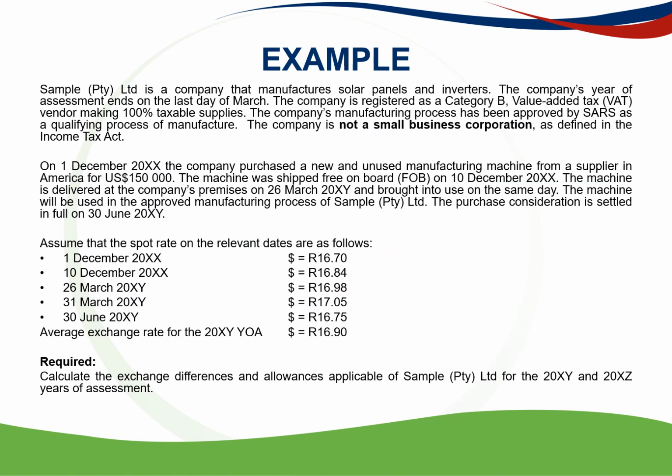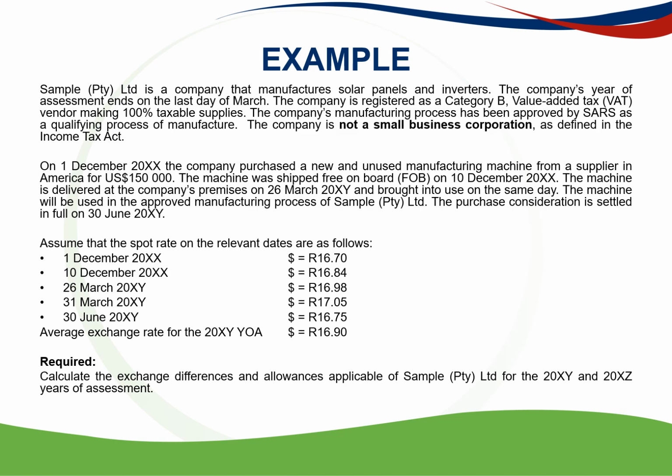I'm going to work through an example with you. Let's read through the example. Sample Pty Limited is a company that manufactures solar panels and inverters. The company's year of assessment ends on the last day of March. The company is registered as a Category B value-added tax vendor making 100% taxable supplies.